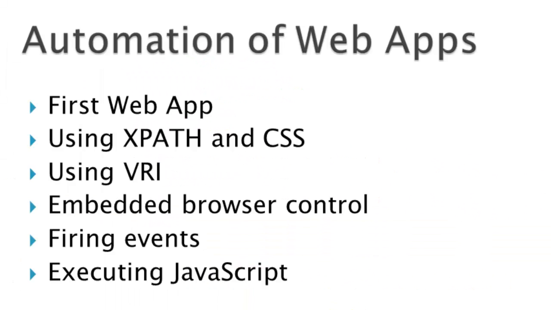Initially we started with automation of the web application using LeanFT. We have seen how to automate a simple web test. Then we have also seen how to use XPath and CSS to identify the objects. We have also seen how to use visual relational identifiers to identify the objects. Then we have seen how to register the embedded browser control within a Windows application. Then how to fire the events and how to execute the JavaScript using LeanFT.